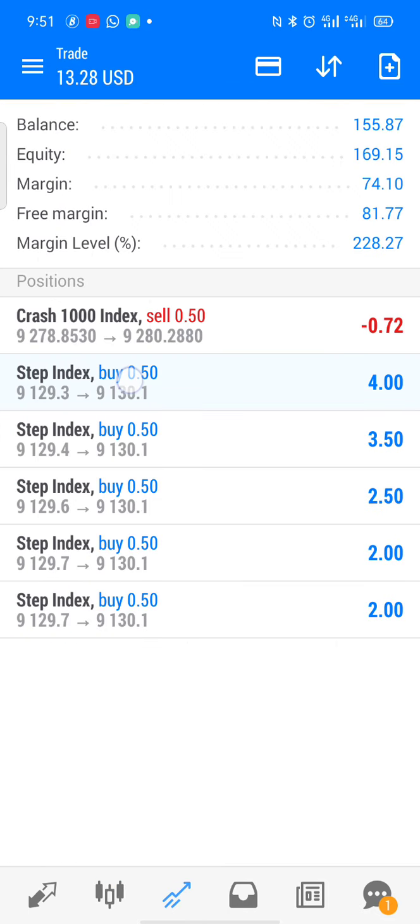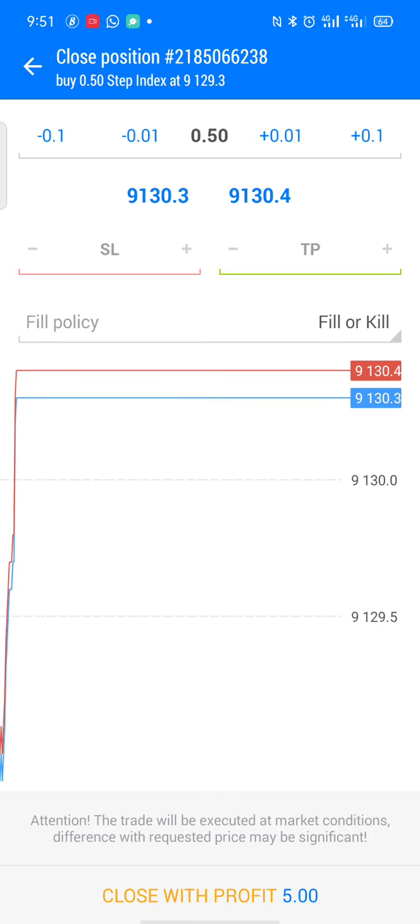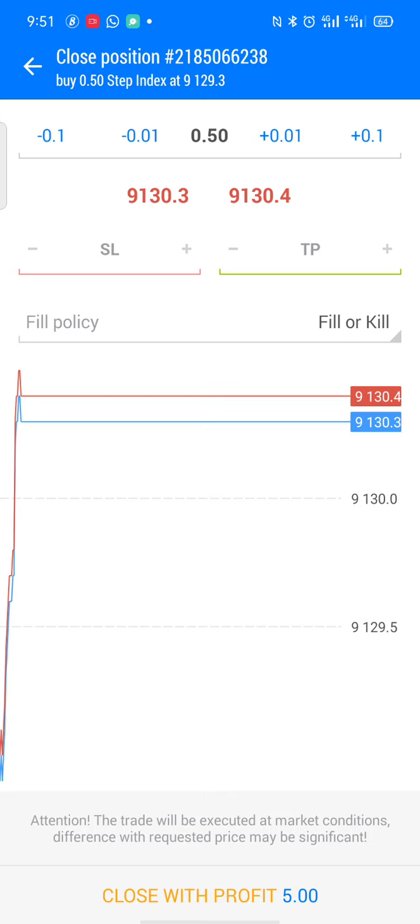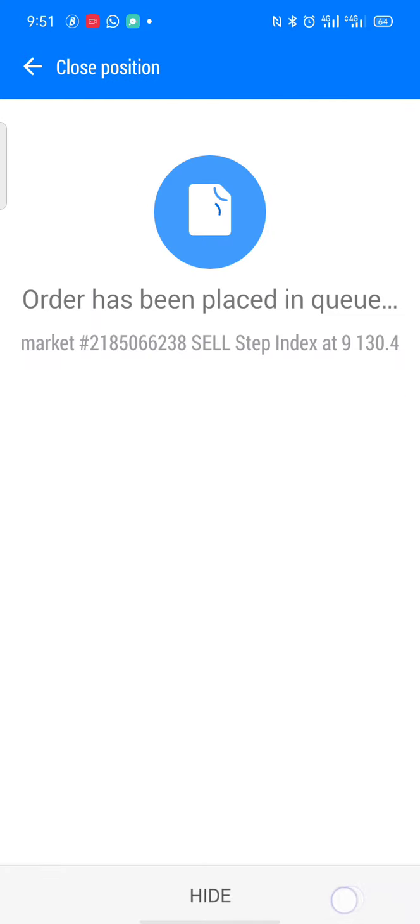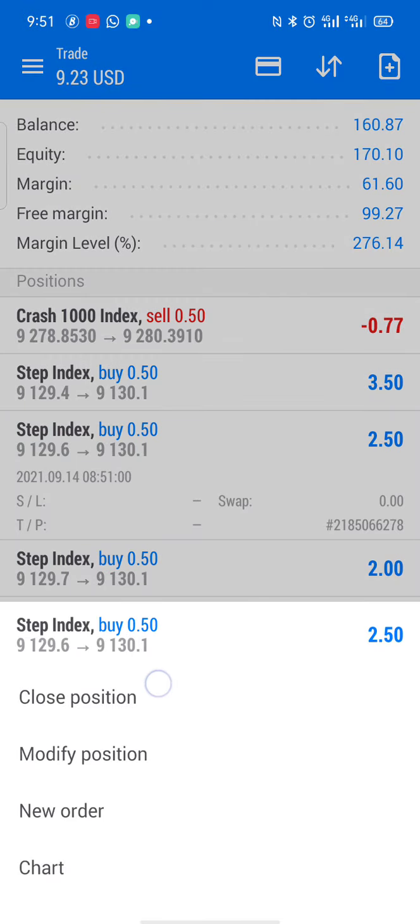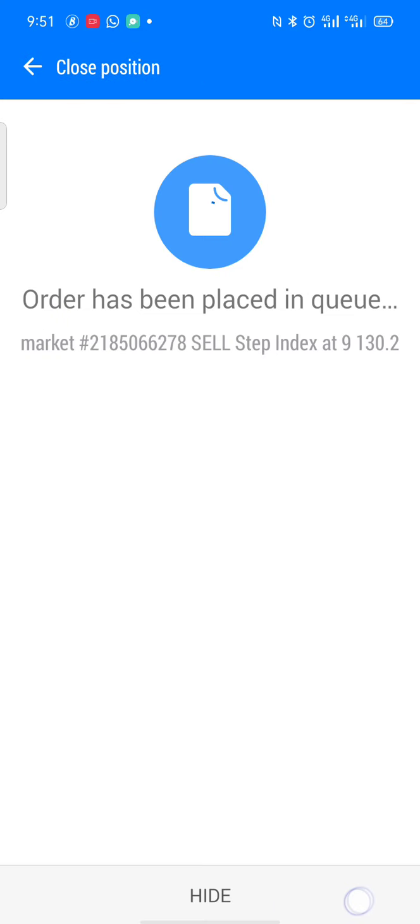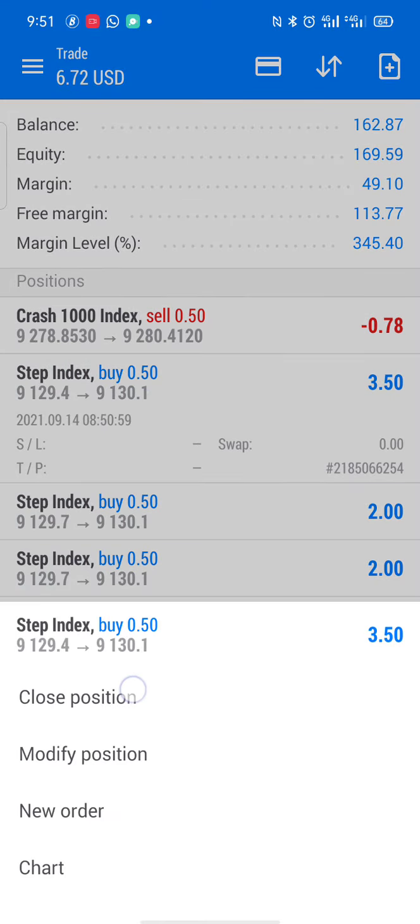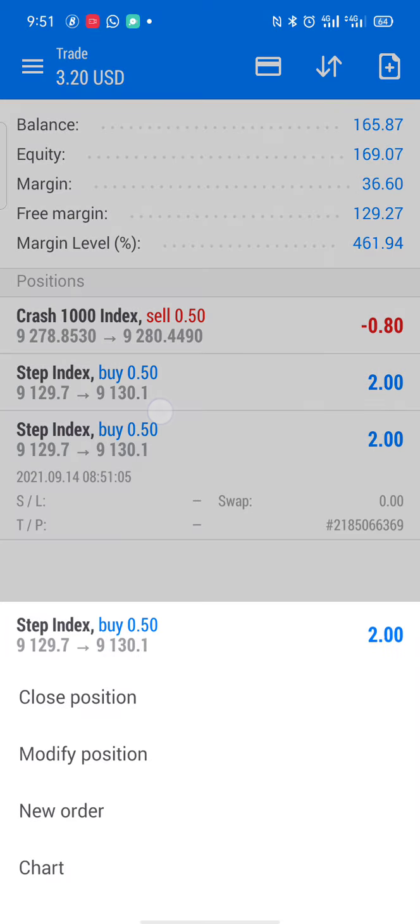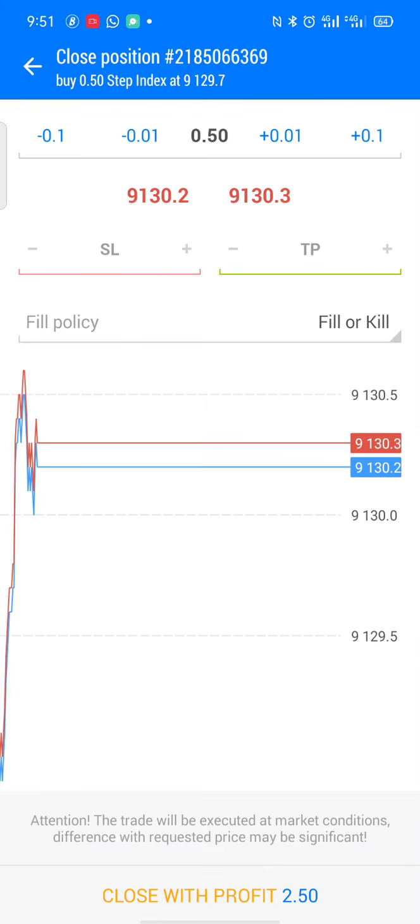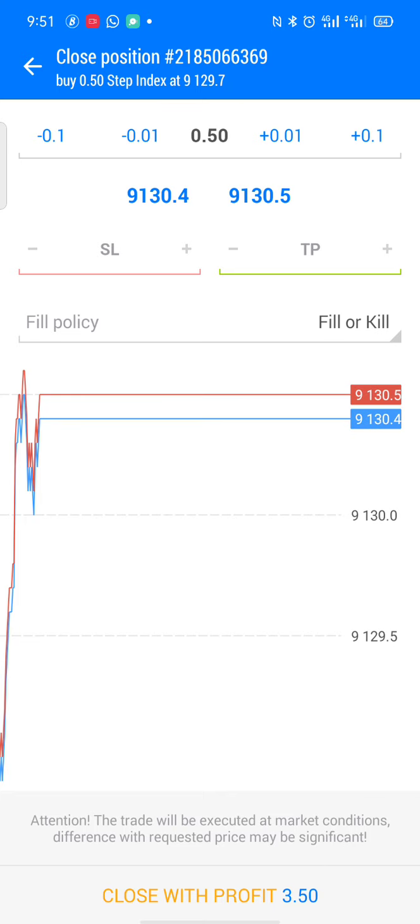Yeah, so any drawdown, you immediately take your profit. Scalping Step Index, guys. You can see, so I'm taking profit. You take profit. It's called scalping, so you don't keep it for long. You watch the market. When it's moving up, you leave it. So when it's about to come down, you take profit.